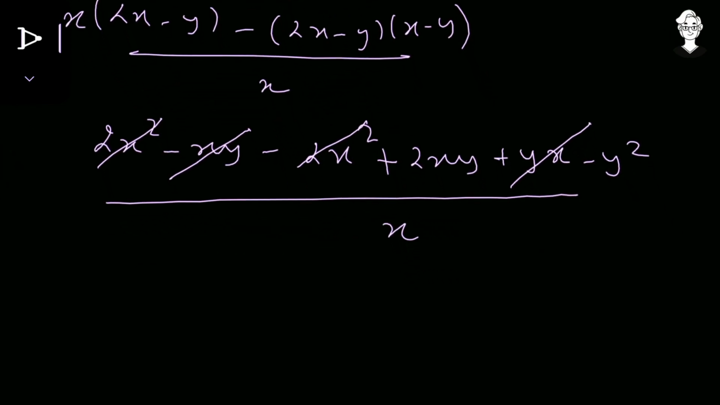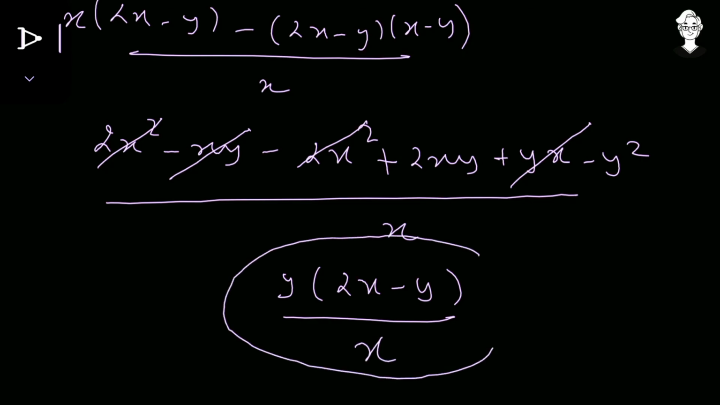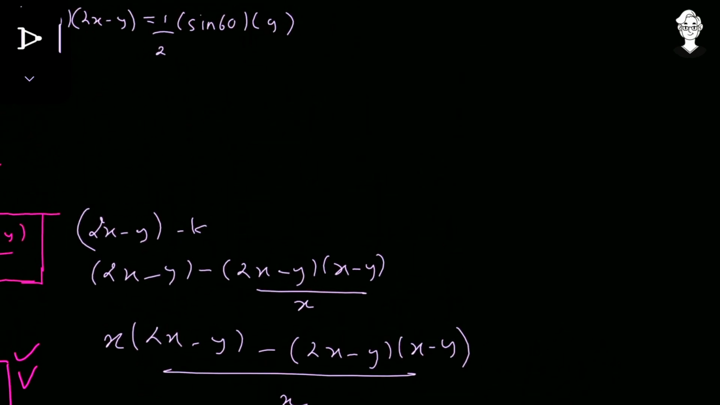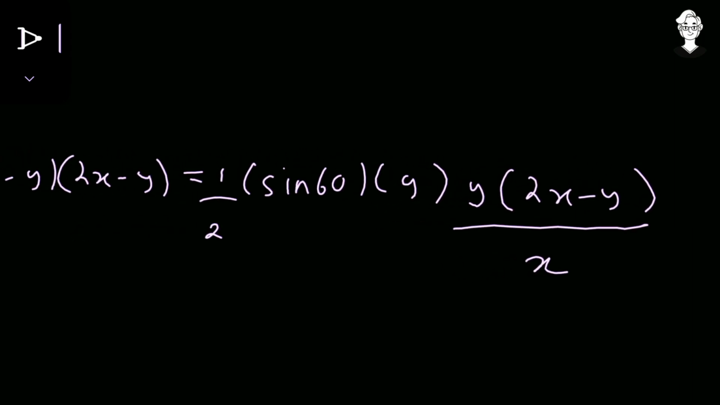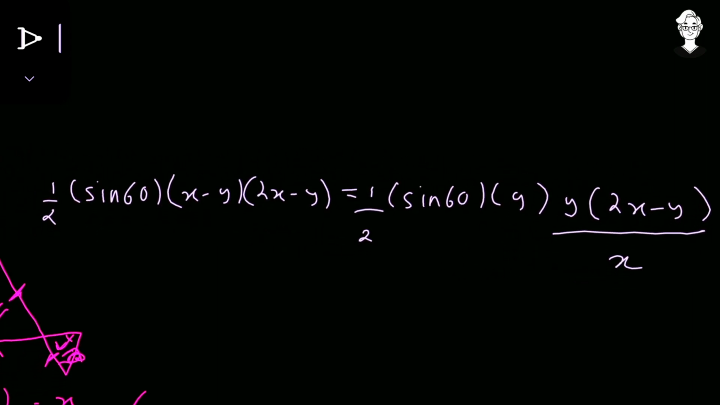2 times xy minus y square is there, so I can take y common, so it's 2 times x minus y upon x. So this is nothing but the remaining length, that is y into 2 times x minus y upon x. So that has to be multiplied over here. So it is y into 2 times x minus y upon x. Now just observe the things that are going to be cancelled over here.